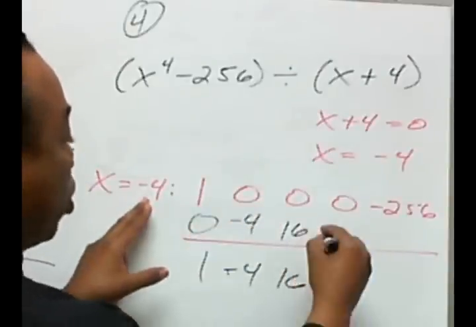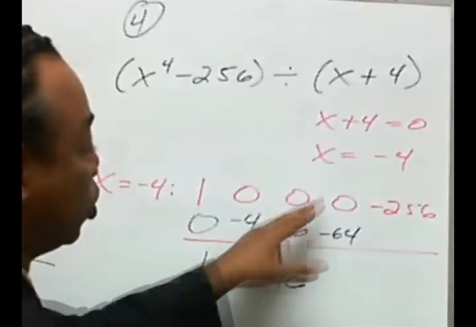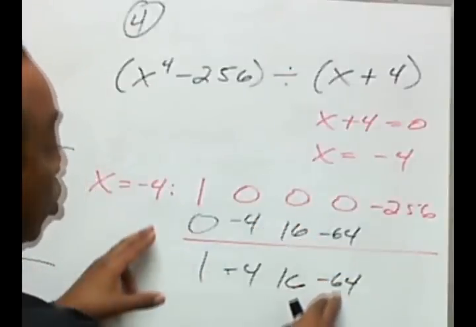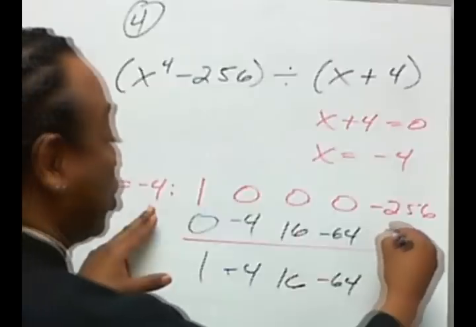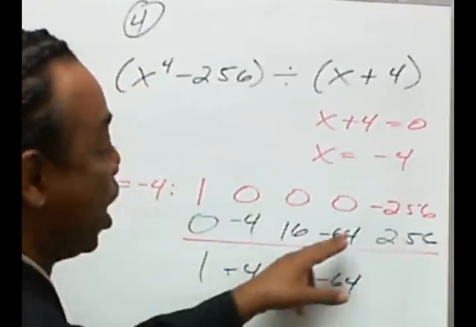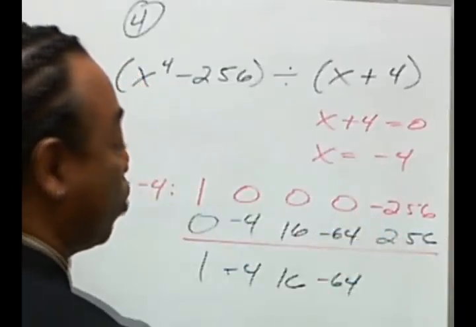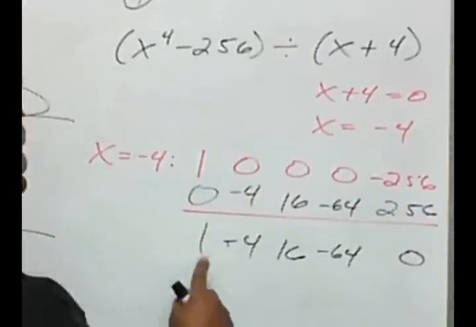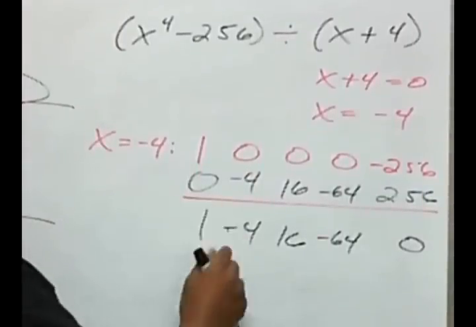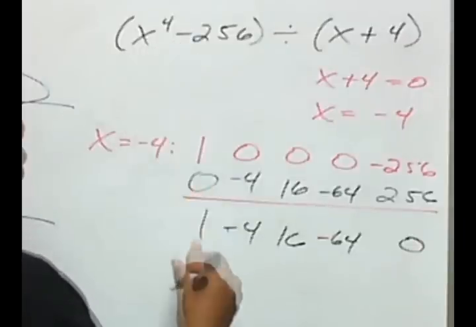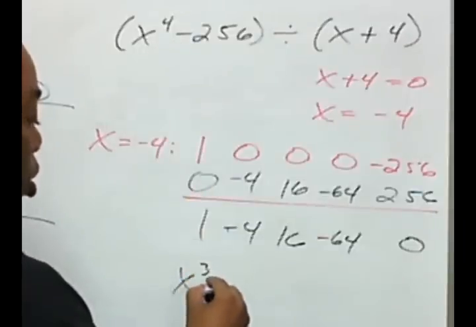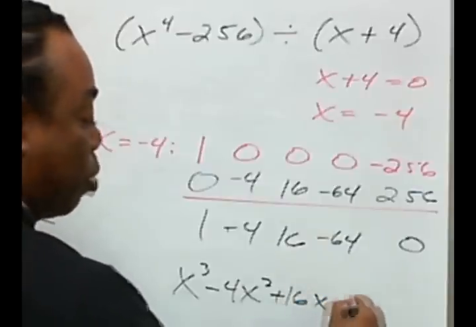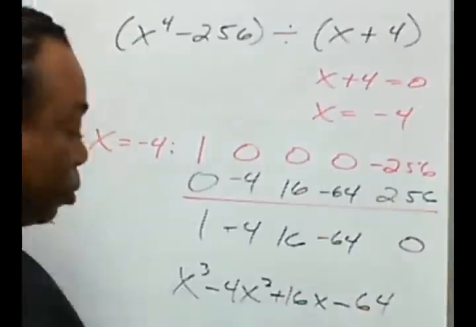16 times negative 4 is negative 64. 0 and negative 64 is negative 64. And negative 64 times negative 4 is positive 256. A negative 256 and a positive 256 is 0. Okay, therefore there's no remainder. This polynomial that's left over will be 1 degree less than the original. So this will be 1x cubed minus 4x squared plus 16x minus 64.